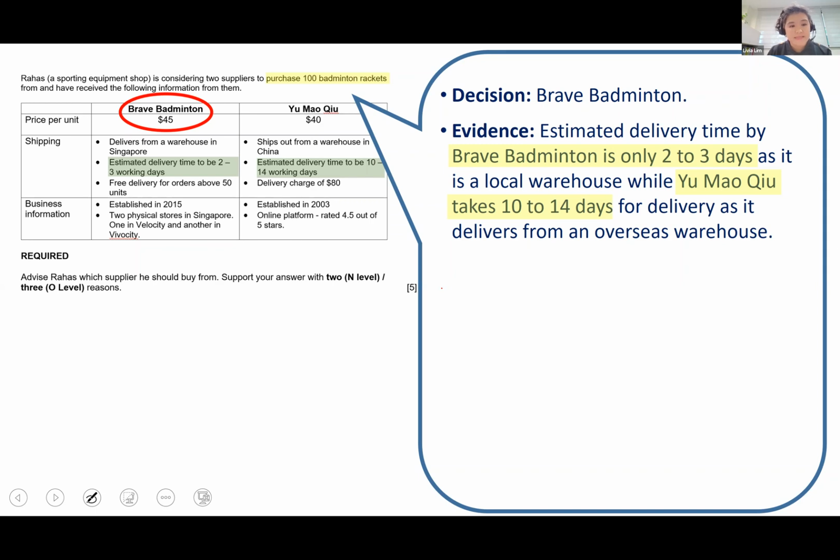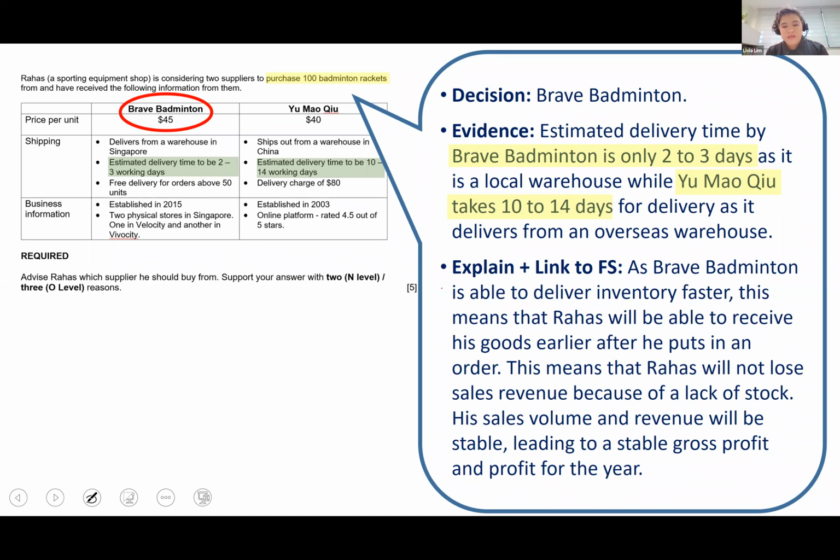The next thing you have to write is your explain and link to FS, right? You need to explain why this evidence supports your decision to go with Brave Badminton. Why? Because if Brave Badminton can deliver the inventory faster, it's good, right? Why is it good? It's good because Rahas can receive his goods earlier after he puts in an order. So this is an explanation of why an earlier delivery time supports your decision.